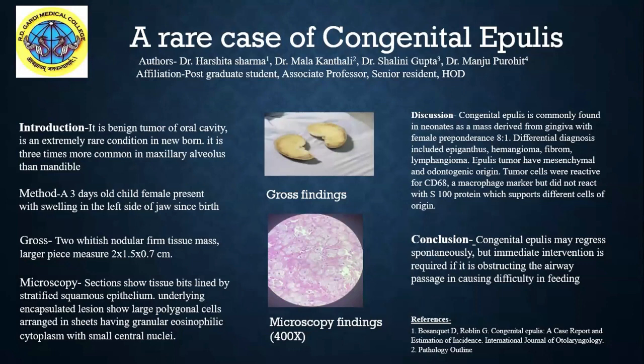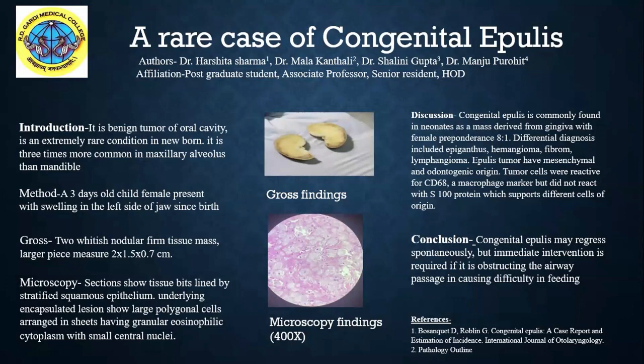My presentation topic is a rare case of congenital epulis. Firstly, the introduction. It is a benign tumor of the oral cavity, an extremely rare condition in newborns. It is 3 times more common in the maxillary alveolus than the mandible. Method: a 3-day-old female child presented with swelling on the left side of the jaw since birth.